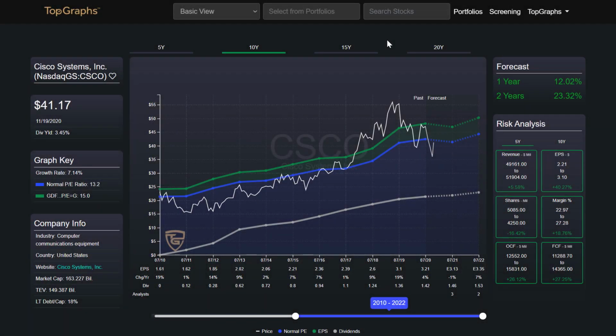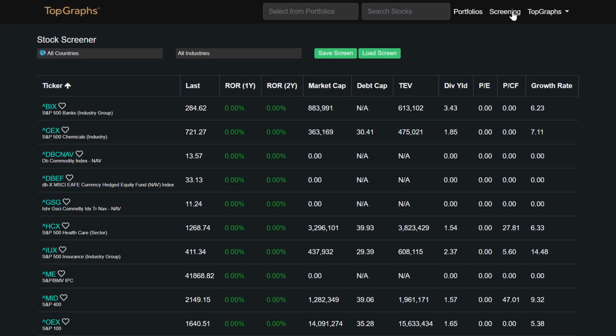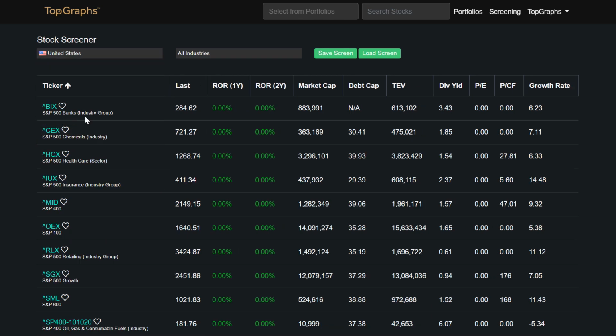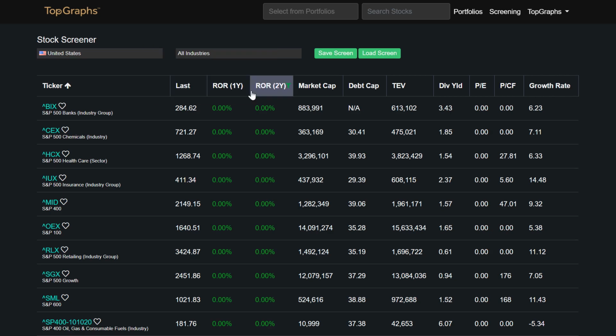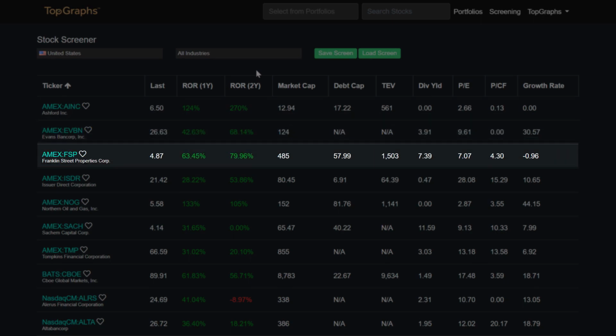If you want to filter the best companies from over 150,000 worldwide, you do that by going to the screener. Here you can filter the companies by country, by undervaluation, and a lot more. We are looking now for a company from the United States that is at least 20% undervalued. Now you can look one by one and see which ones are a good investment.